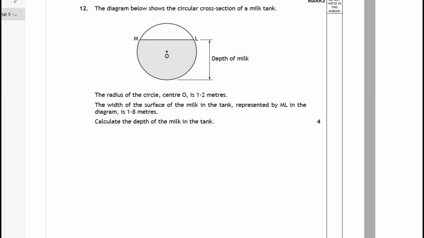Okay, question 12. Looks like we've got three more questions to go, so we're getting there. The diagram below shows a circular cross section of a milk tank.